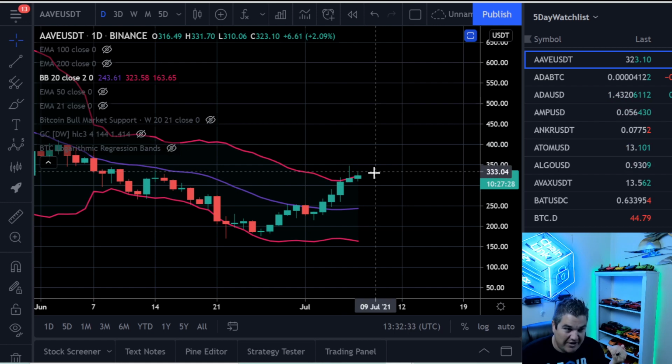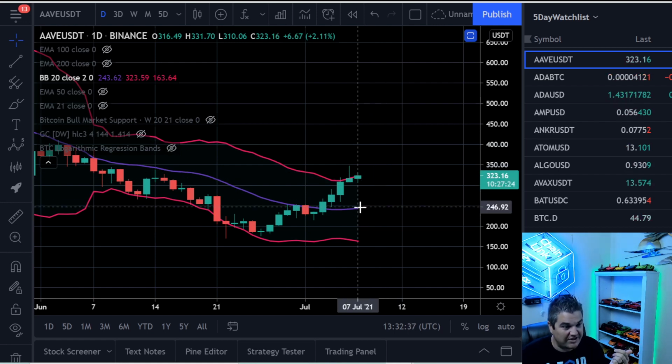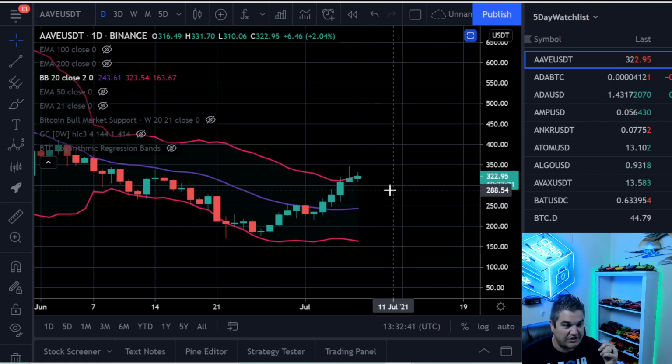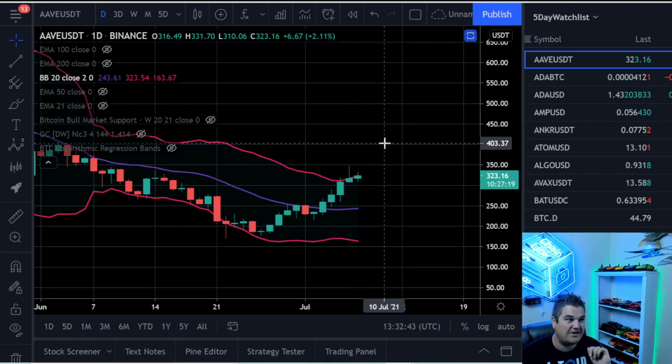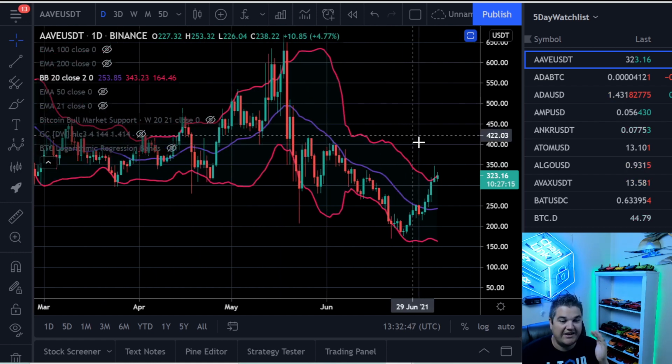If it doesn't, and we start coming back down, where's our next support level? Well, it's going to be wherever this median line is whenever we come back down. So this should hopefully start trending up as prices continue up. That's what you want to look for. So that's Aave in a nutshell.